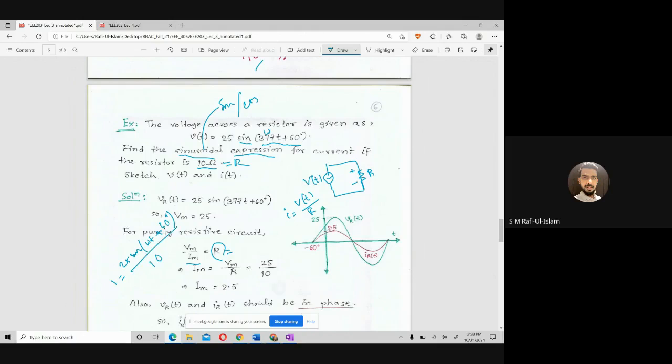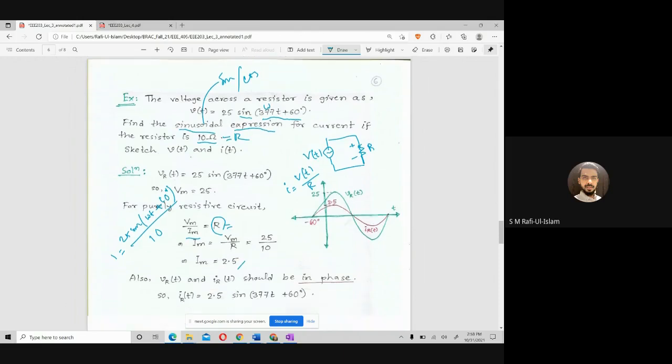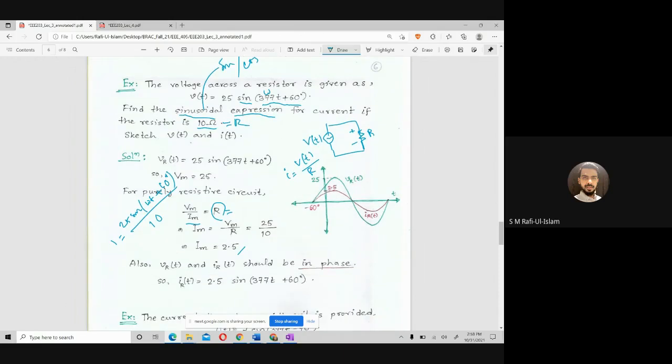So what is the maximum peak value? 25 divided by 10 means 2.5. And since resistance doesn't have any phase, the phase should stay the same, omega t plus 60 degree. Is there any confusion? Because this is the simplest thing you can do.